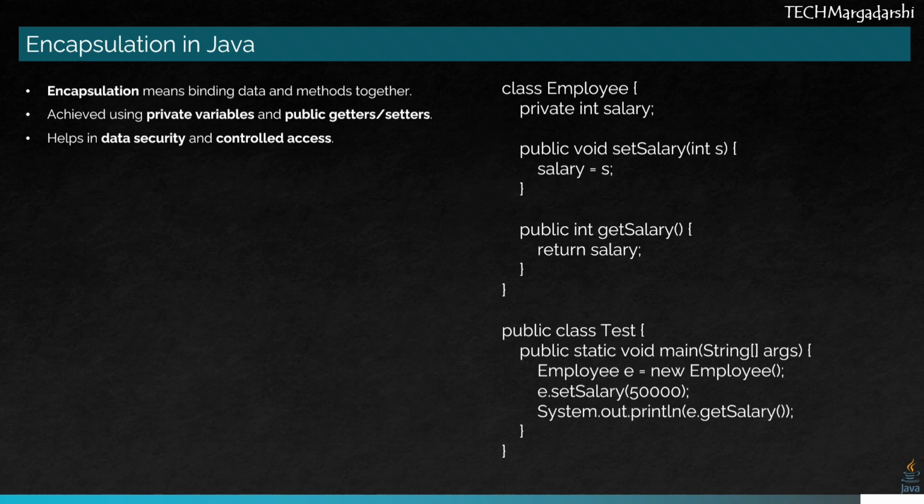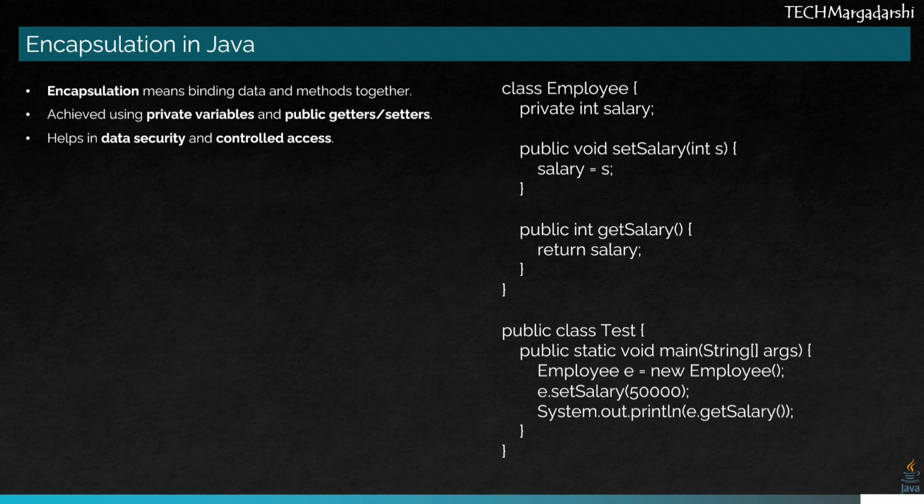Here, we have a class named Employee. Inside the class, the variable salary is declared as private. This means it cannot be accessed directly from outside the class. To access this variable safely, we use two public methods: setSalary(int s). This method is a setter. It assigns a value to the private variable salary. getSalary. This method is a getter. It returns the value of the private variable salary.